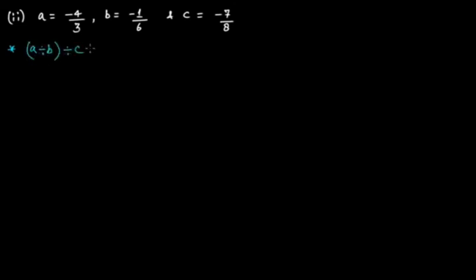Let's take another example. A is equal to minus 4 over 3, B is equal to minus 1 over 6, and C is equal to minus 7 over 8. Let's first find out for A divided by B divided by C. So what's A? Minus 4 over 3. What's B? Minus 1 over 6. And divided by, what's C? Minus 7 over 8.